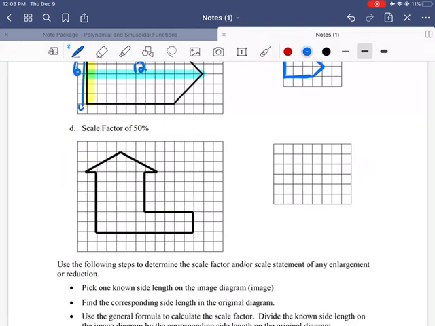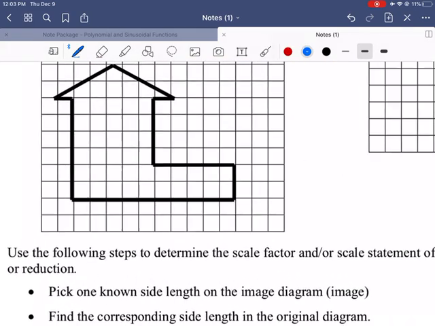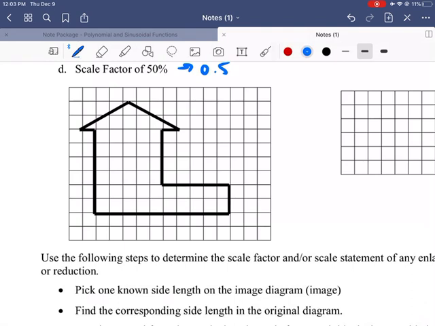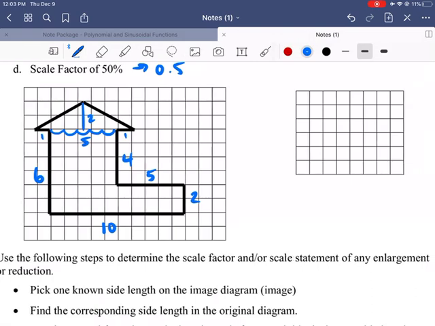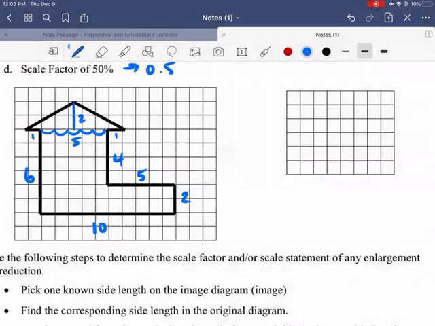Okay? All right, a scale factor of 50%. Well, 50% is 0.5. So you need to figure out all the different side lengths and then multiply by 0.5. So the bottom's 10, 2, 5, 4, 6, 1, 1. And then these diagonals we don't really know, but if we count this, we know that that distance is 5, and then this distance is 2. So we can use that information to help us out.